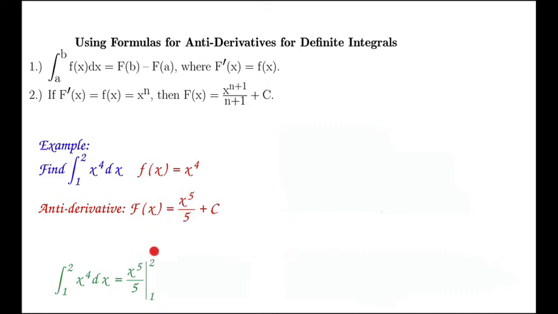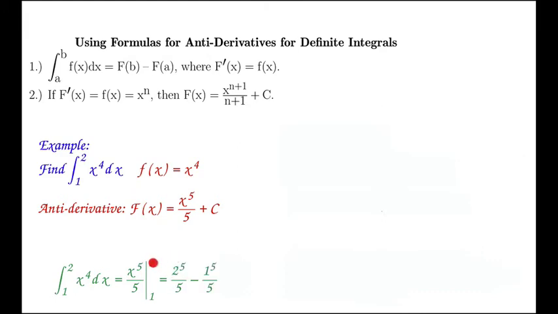And the notation we use to keep track of what we're doing is we write down x to the 5th over 5 to indicate x to the 5th over 5 is an antiderivative of x to the 4th. But we have to apply this formula to it. That is, we have to evaluate it at 2 and then subtract what we get when we evaluate it at 1. So the 1s and the 2s just come over here. We put a vertical bar and we write it on the other side. And this notation tells us what to do next.